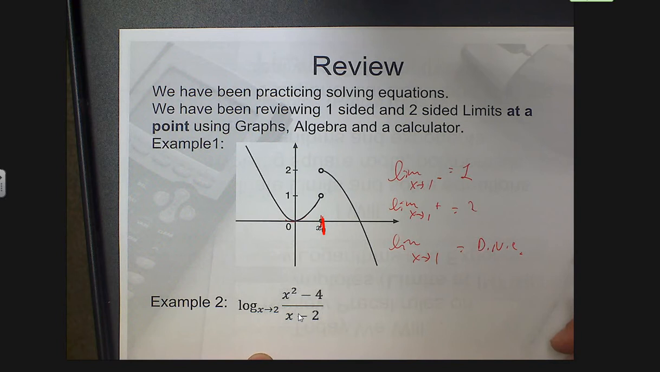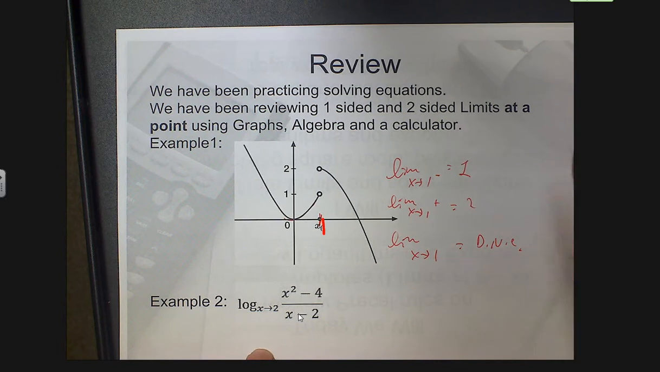Okay? So that's graphically. If you typed it in your calculator and did your traces, left and right, you would see the left side was 1, the right side was 2. You can see it that way as well. Okay?